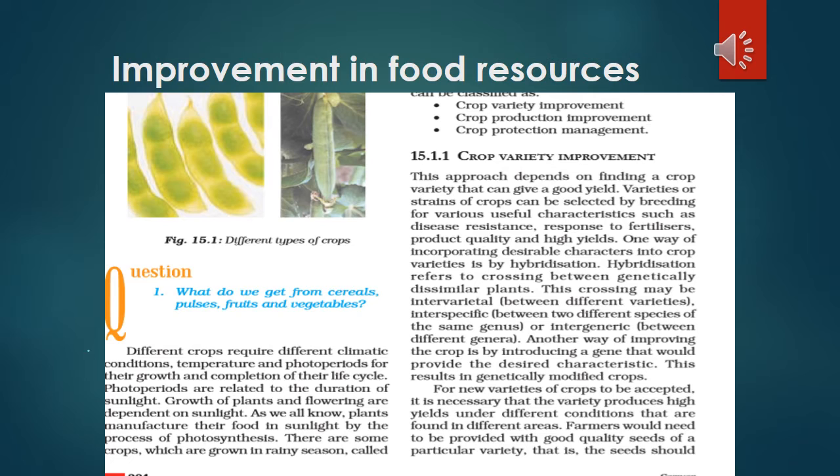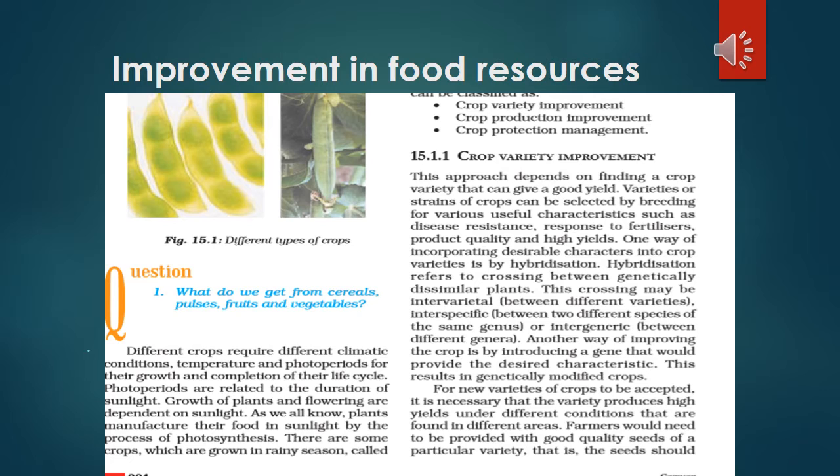Different crops require different climatic conditions, temperature, and photoperiods for their growth and completion of their life cycle. I already discussed that some crops are seasonal. For example, kharif crop and rabi crop. Kharif crops can be cultivated in the monsoon season, and rabi crops we cultivate in the winter season.